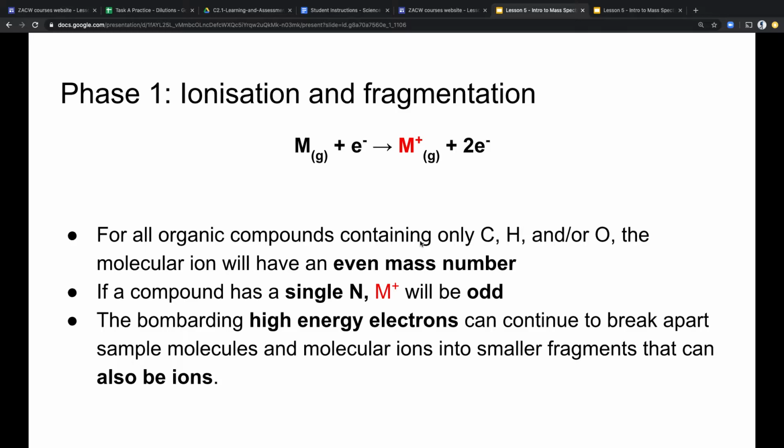And as was implied in the video, if we continue bombarding the molecule with electrons, not only do you form that molecular ion, but the electrons do a great job breaking bonds within the molecule to get smaller chunks. Cool.